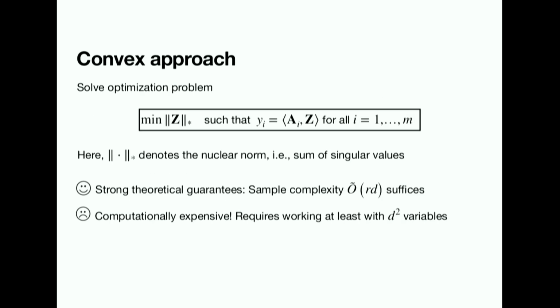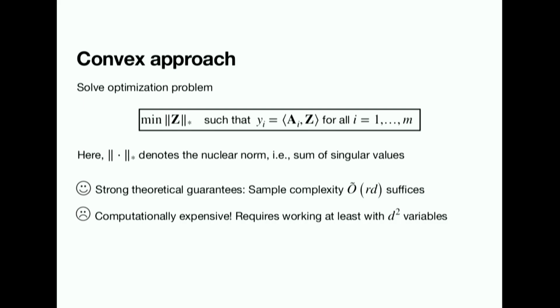If you look at the literature, there have broadly been two classes of approaches studied for this problem. The first class are convex approaches, where we typically solve a convex problem. Say we try to solve a nuclear norm minimization, where we try to find the matrix of smallest nuclear norm which satisfies our observations. The nuclear norm here is just the sum of the singular values.